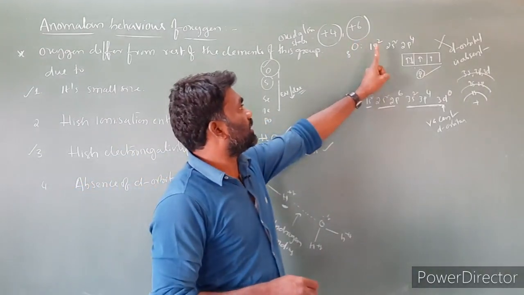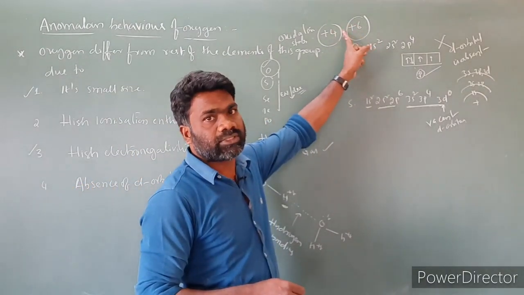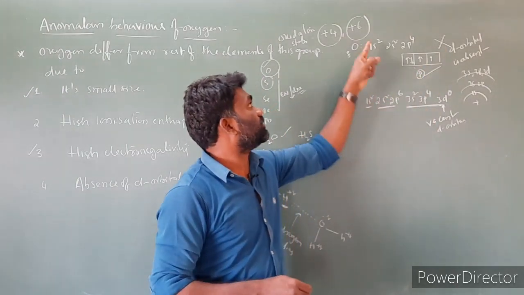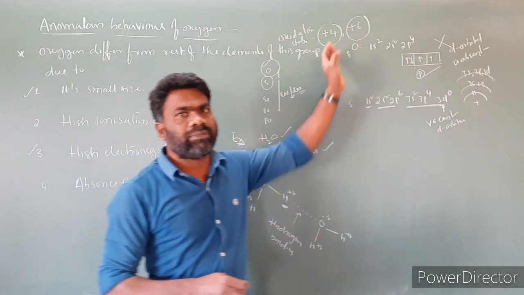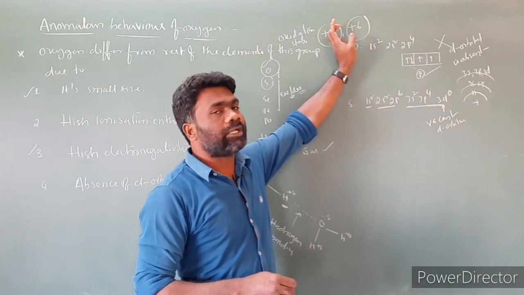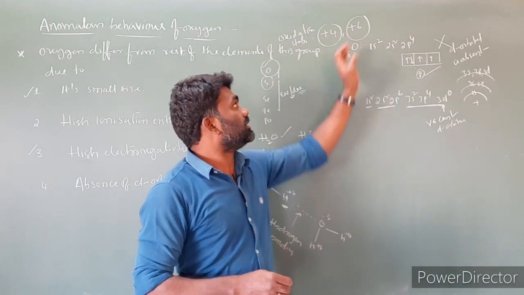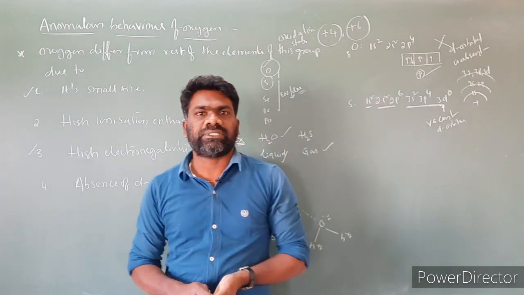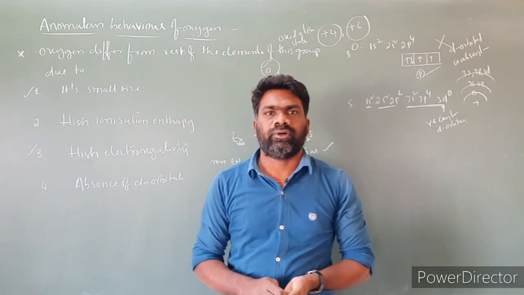So oxygen cannot show the +4 and +6 oxidation states because of the absence of d orbital, but the rest of the elements show the +4 and +6 oxidation states. Of course, the stabilities will vary. The +4 stability increases from top to bottom, and the +6 stability decreases from top to bottom because of the inert pair effect. So this is the anomalous behavior of oxygen.